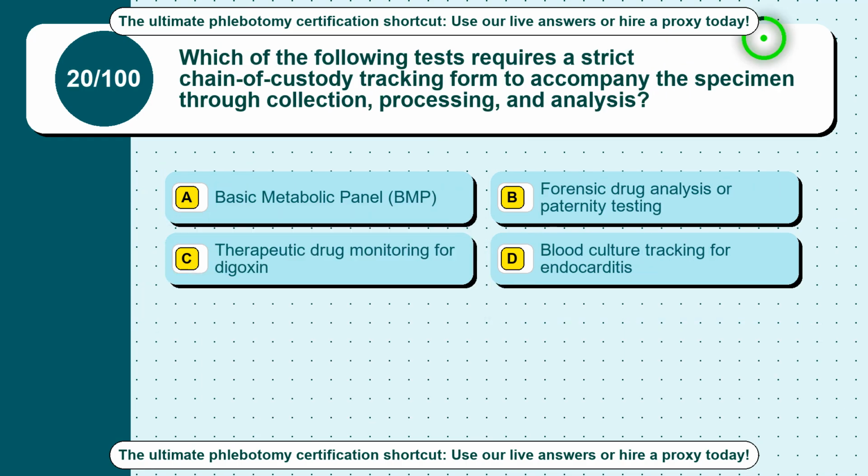Question 20. Which of the following tests requires a strict chain of custody tracking form to accompany the specimen through collection, processing, and analysis? Option A. Basic Metabolic Panel, BMP. Option B. Forensic Drug Analysis or Paternity Testing. Option C. Therapeutic Drug Monitoring for digoxin. Option D. Blood Culture Tracking for endocarditis.